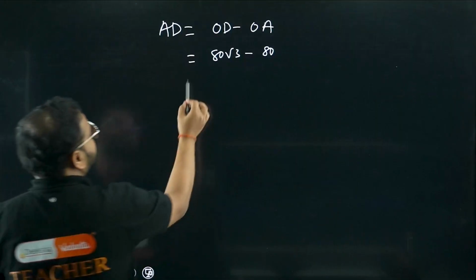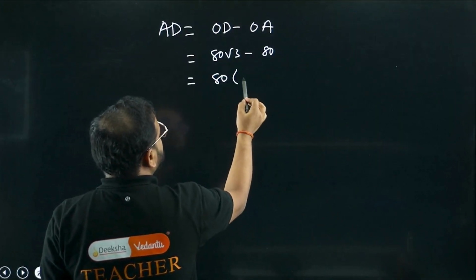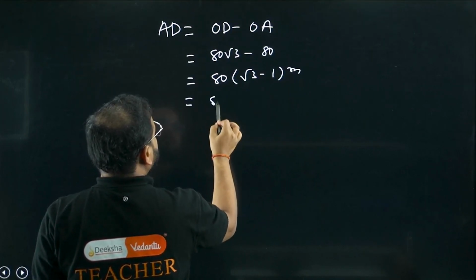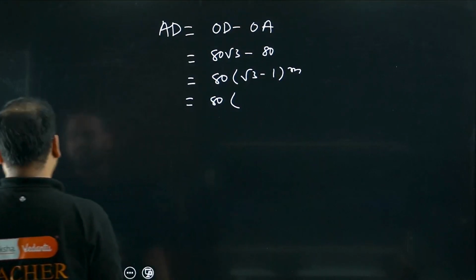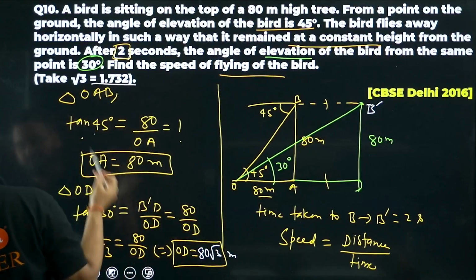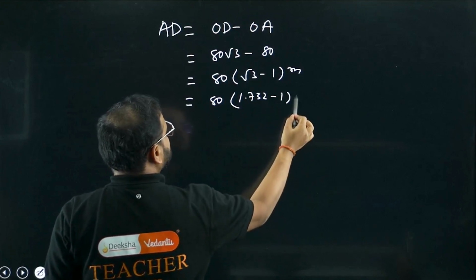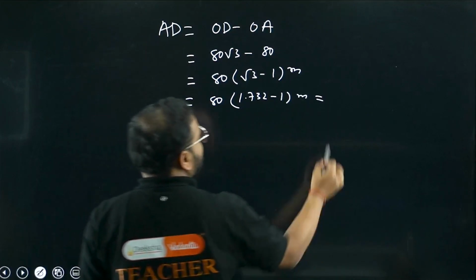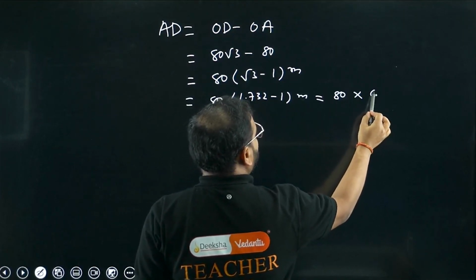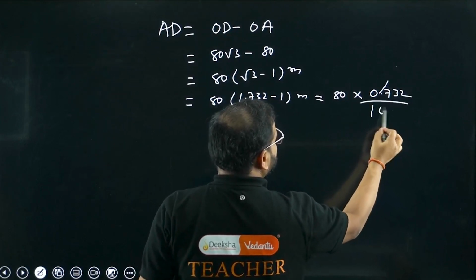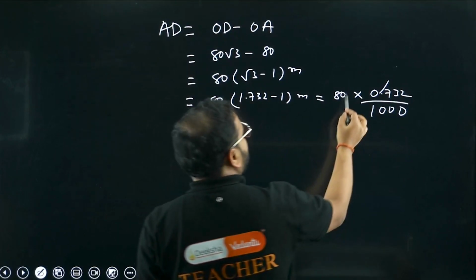Take 80 common. How much is that, sir? Root 3 minus 1, again in meters. Root 3 value they have given as 1.732. So write it here: 1.732 minus 1 meters. We are getting this as simply 80 times 0.732. Okay, divide this by 1000. This goes out.